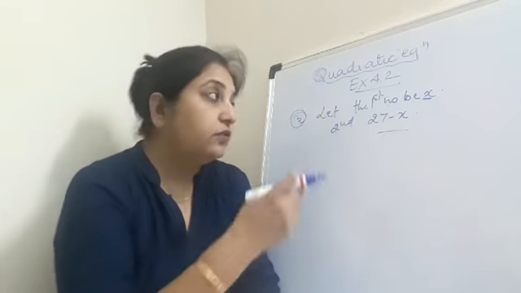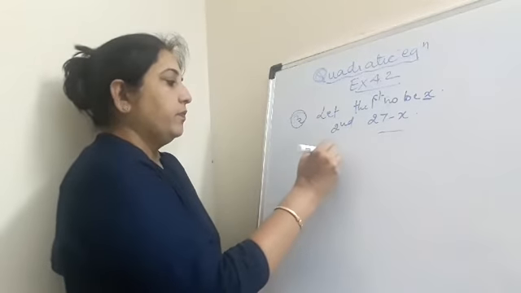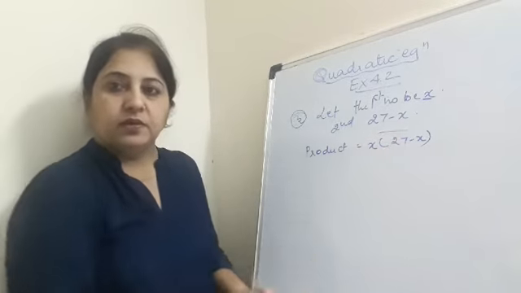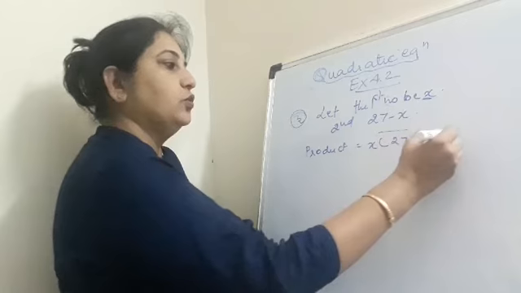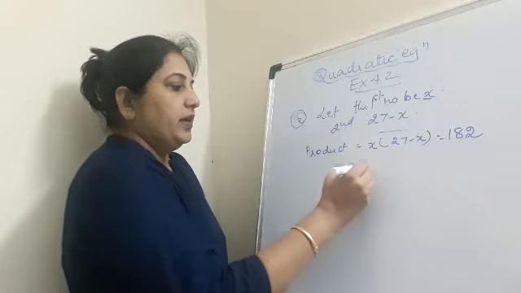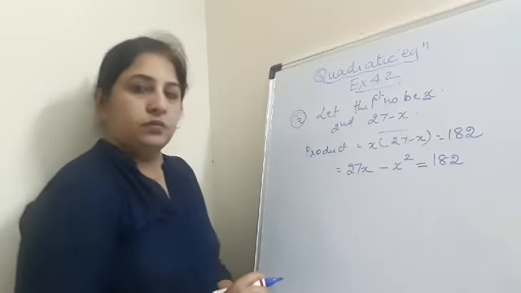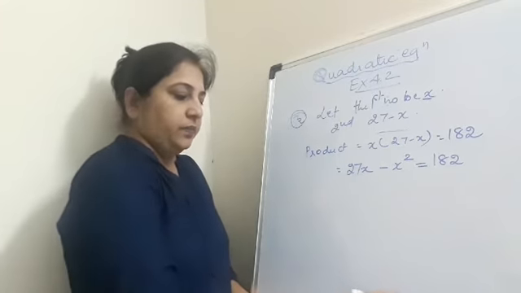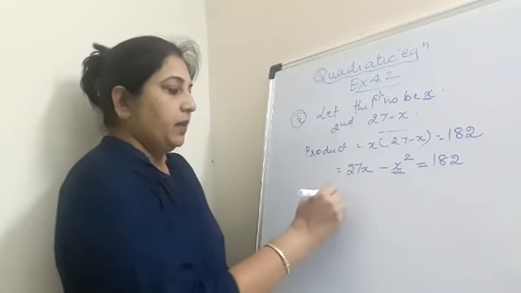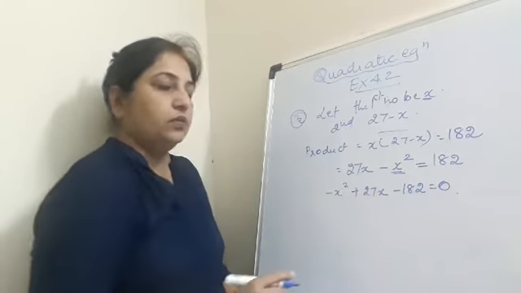Now it is saying that the product of these two numbers is equal to 182. So we write the product is x into 27 minus x, which is equal to 182. So we write the equation 27x minus x square is equal to 182. You always know that the x square term is always in the beginning, so I will rearrange and write minus x square plus 27x minus 182 is equal to 0.